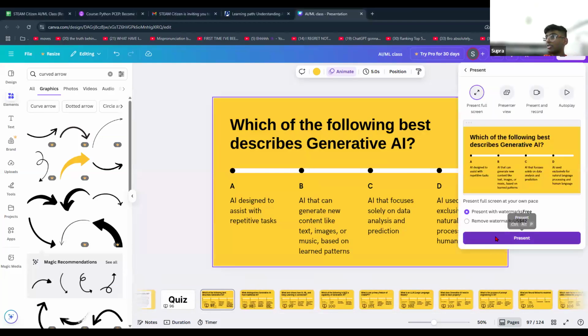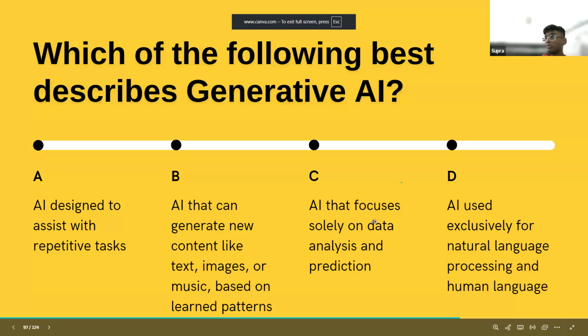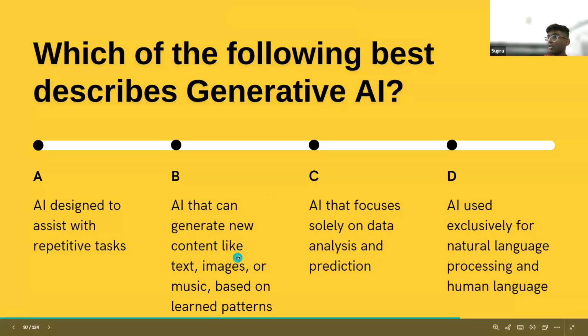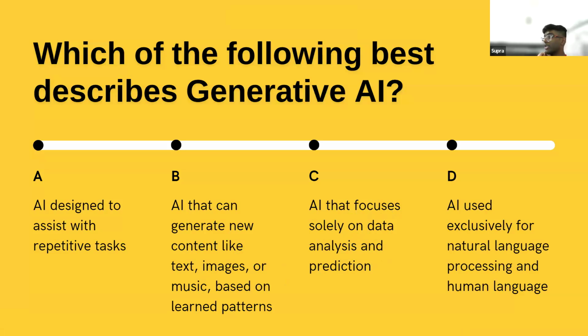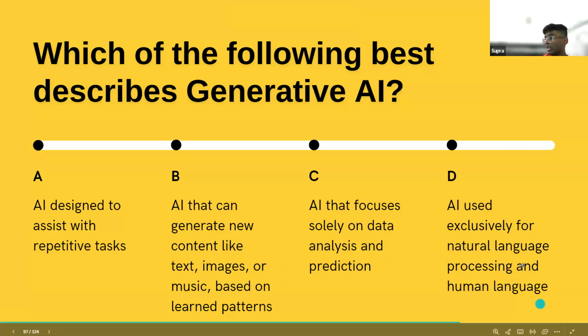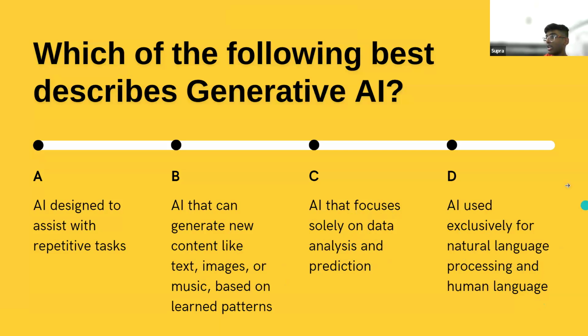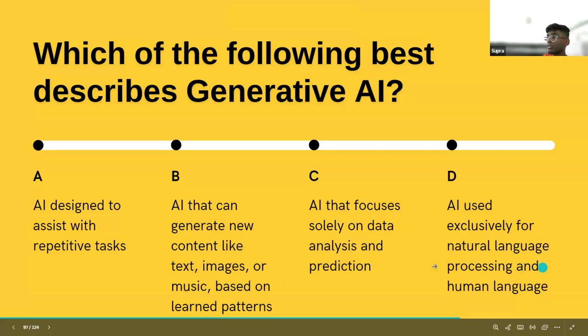Then we had answer choice C, which is AI that focuses solely on data analysis and prediction. This is not true. It actually focuses on generating new content. Sometimes it can analyze data, but that's not its primary use. And D, AI used exclusively for NLP and human language. This is also not true, because though LLMs are a type of generative AI, not all generative AI is used exclusively for this.